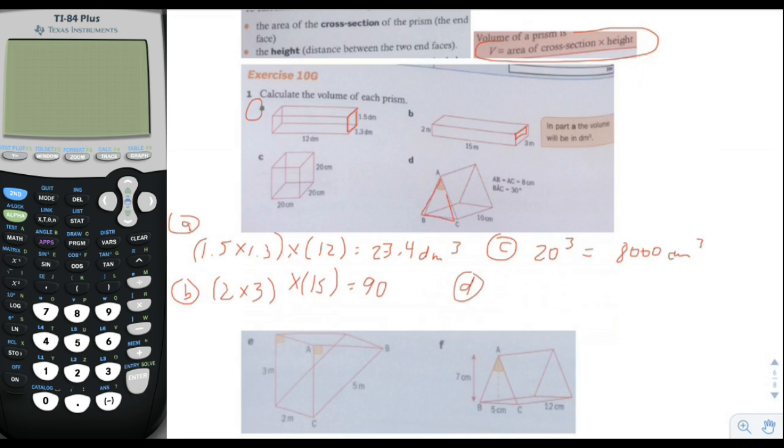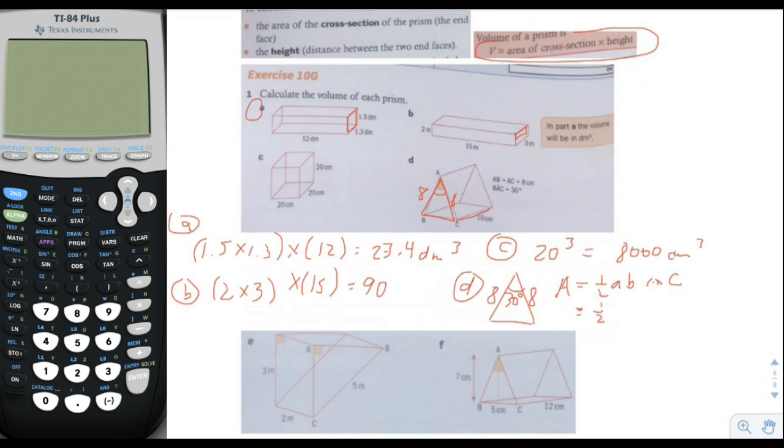Okay? D. Now D is a tricky one because this really is a prism. Okay, and so this one says AB and AC are 8. So that's 8, and that's 8. BAC is 30 degrees. So what we need to do is figure out the area of this triangle, which is 30 degrees here, and 8 here. And then we can just multiply it times the length, which is 10. This is not a right triangle, but you have a formula for this, which is A equals 1/2 ab times the sine of C. Remember that one?